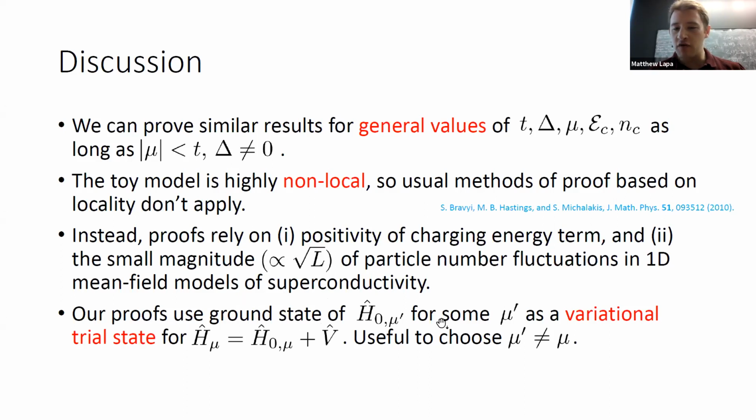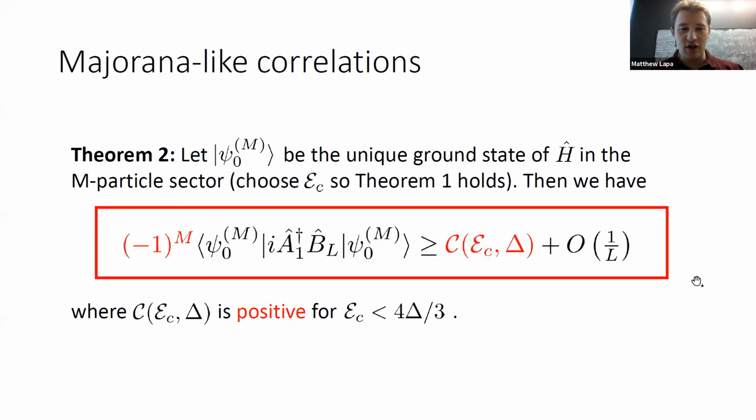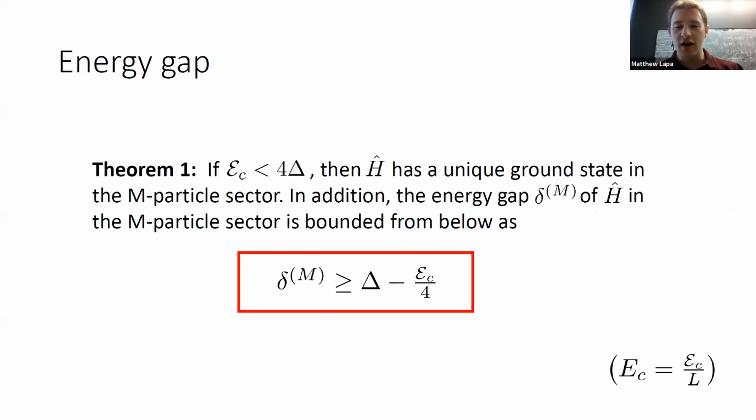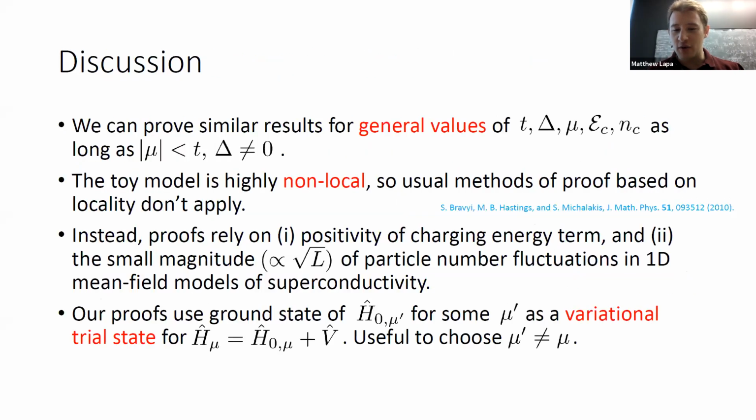And so the proofs are actually all variational, and they use as a trial state the ground state of H naught with some chemical potential mu prime. It turns out that it's very useful to choose this mu prime not equal to the chemical potential that appears in the original Hamiltonian. That's because of the issue I mentioned about the charging energy competing with the preferred filling by the original chemical potential. So you can choose a trial state with a different chemical potential to compensate for this, and then you can prove results like the ones I showed.